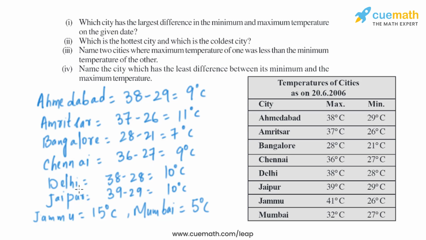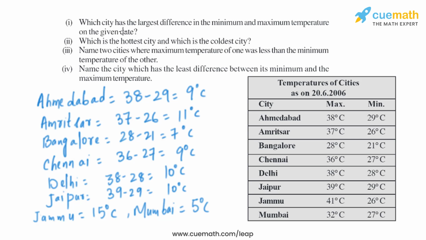For Delhi it will be 38 minus 28 which is 10. For Jaipur it will be 39 minus 29 which is 10. And for Jammu it will be 41 minus 26 which is 15. And for Mumbai it will be 32 minus 27 which is 5 degrees Celsius.